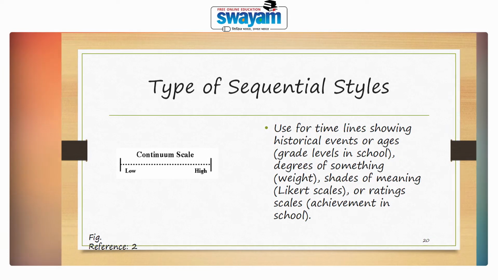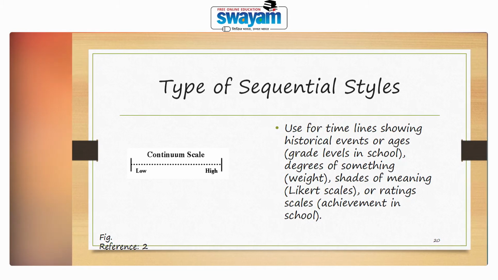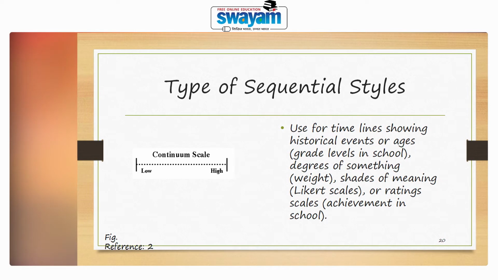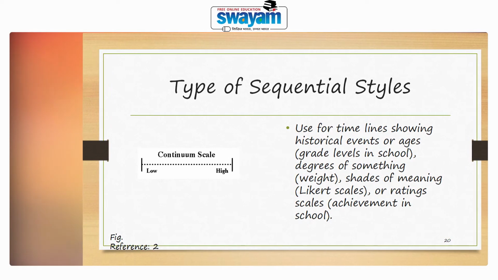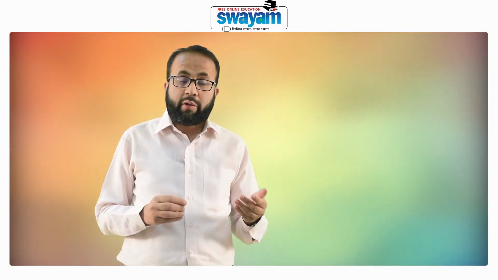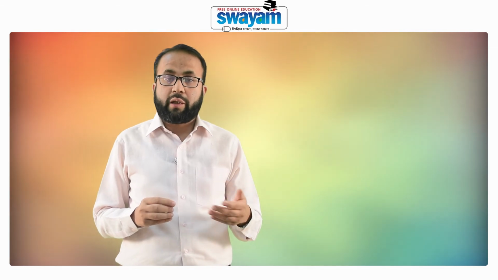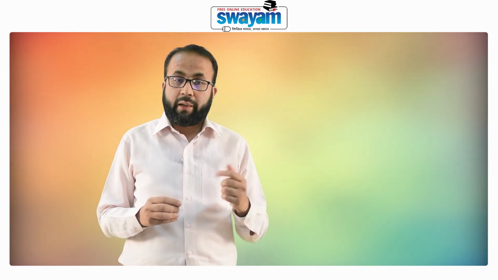Second, we can use it for degrees of something, like weight, increasing weight or changes of weight. And finally, we can also use it for rating scales. That means achievements in school: you are getting 1 star, 2 stars, 5 stars, excellent, good. You can use this with the help of a continuum scale.